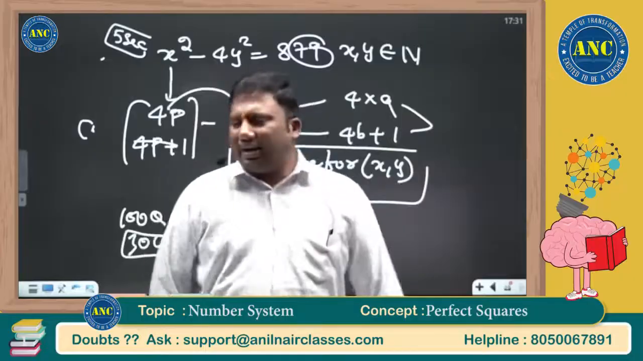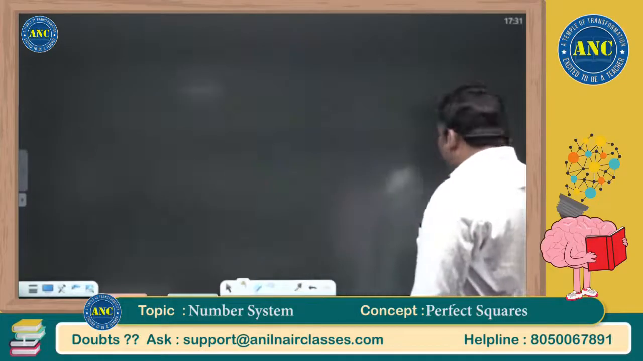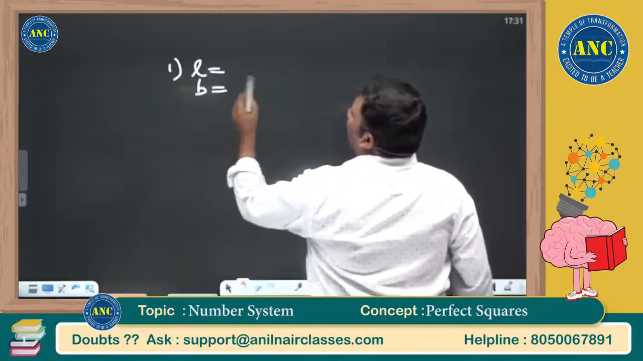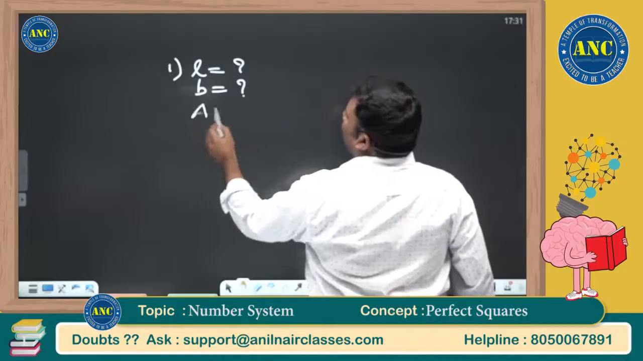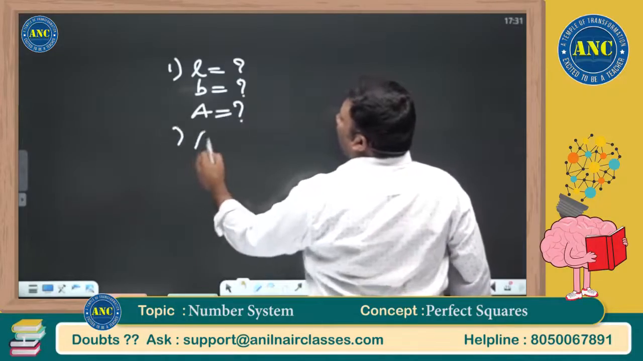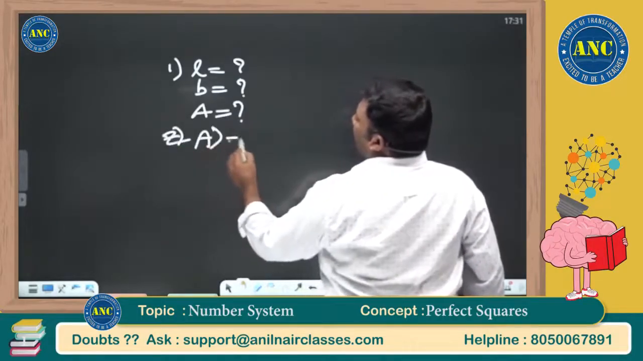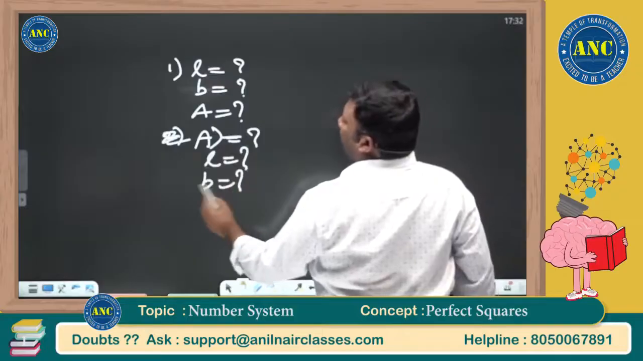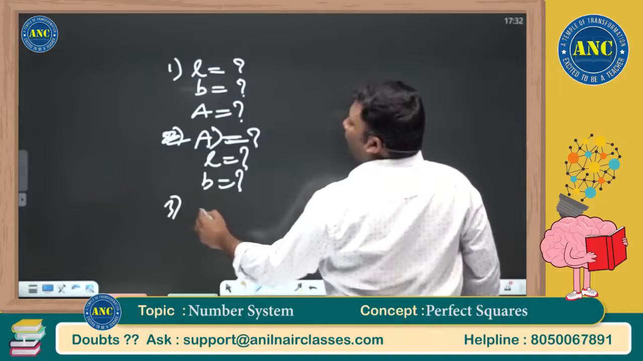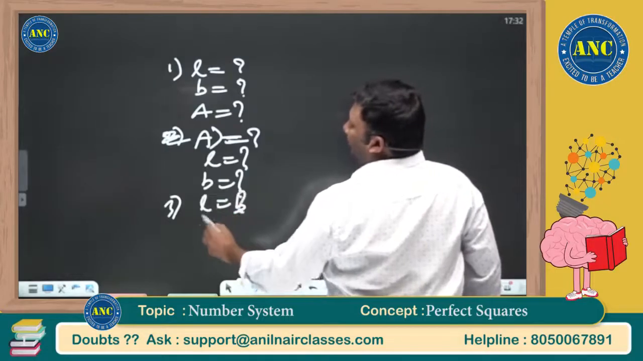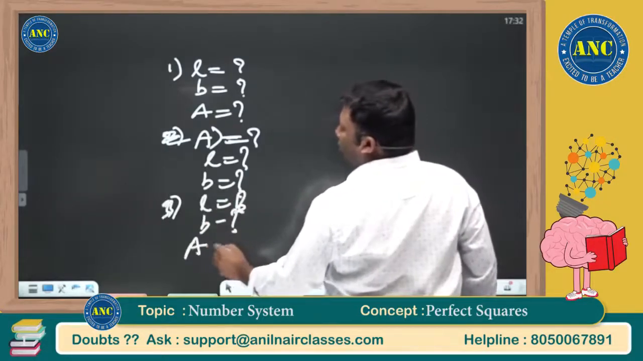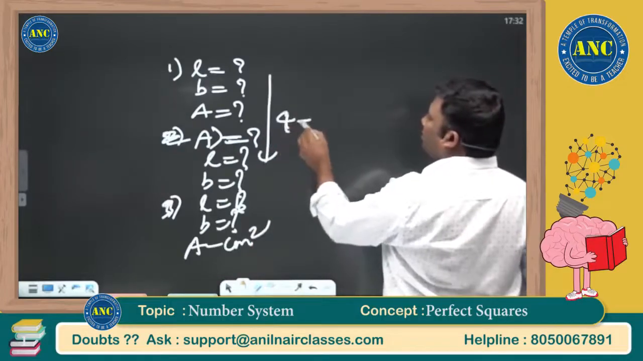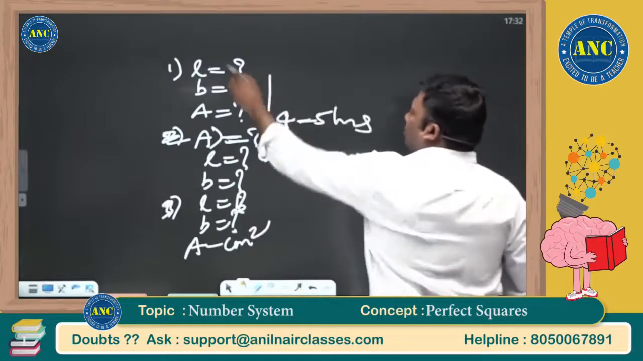I have seen a lot of students going through the book. First problem, length is given, breadth is given, area of the rectangle you have to find out. Next, area is given, length is given, breadth we have to find out. Third question, length is given, breadth is given, area should be converted into centimeter square. Students spend 4 to 5 hours in just solving this kind of questions.